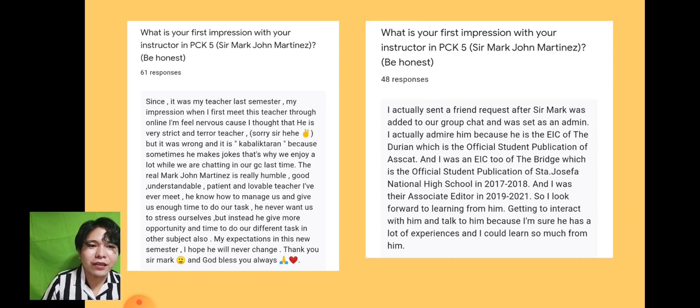Okay. And next, I actually sent a friend request after Sir Mark was added to our group chat and was set as an admin. I actually admire him because he is the EIC of the Durian, the official student publication of ASCAT, and I was an EIC 2 of the Bridge, the official student publication of Santa Josefa. So of course, thank you so much for appreciating me as the EIC of the Durian. Honestly, I am the former EIC because I became an EIC from 2017 to 2018.